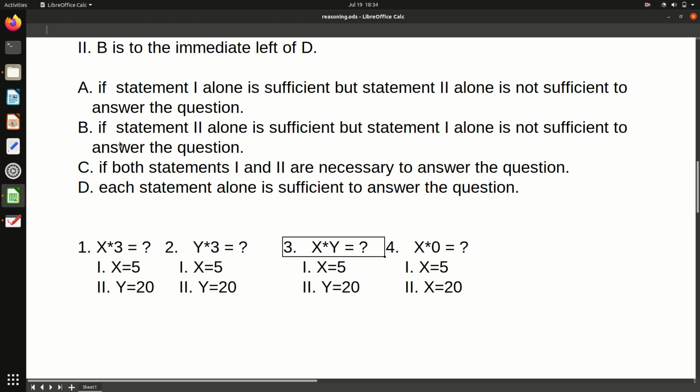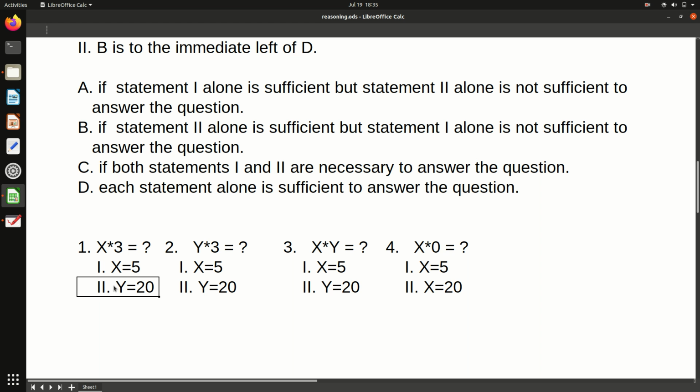Okay. Now see when option A will be the answer. Like in this case, suppose you have a question x into 3 equals question mark. Now to solve this, you need just statement 1. If I give you 1, you can put it here. So 5 into 3, you can say the answer is 15. Okay, so you do not need 2. The same way A is saying, if a statement alone is sufficient, like in this case, 1 alone is sufficient, but 2 alone is not sufficient.